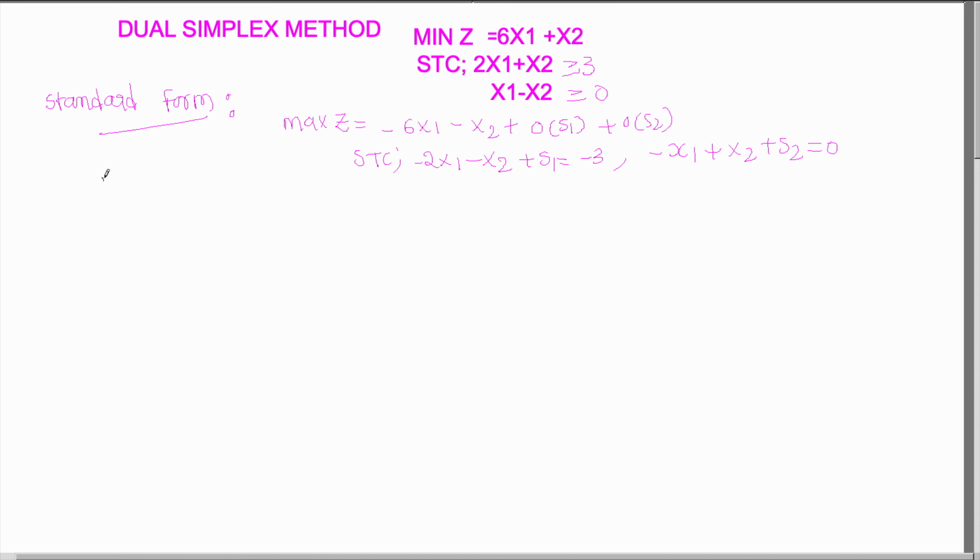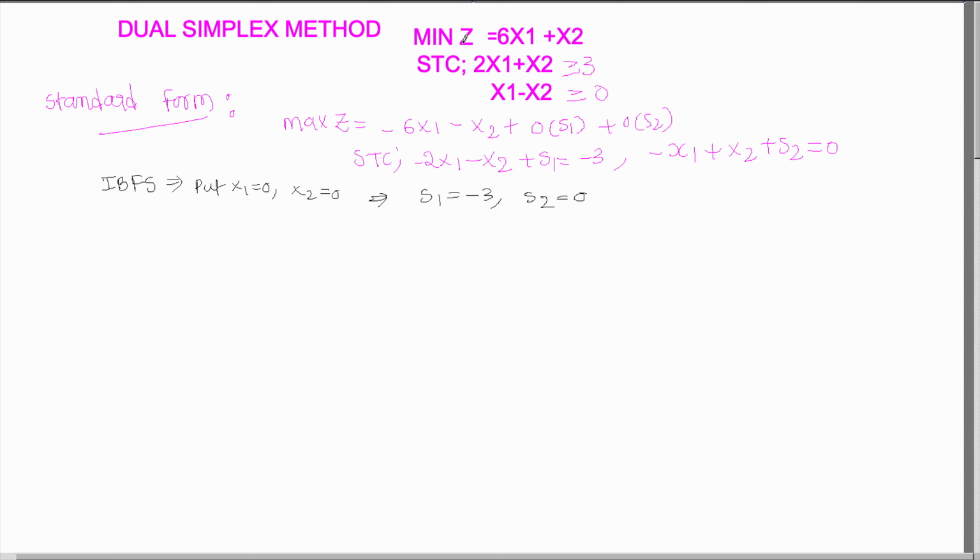First of all, IBF, the initial basic feasible solution. Put x1 is equal to 0, x2 is equal to 0, then we get s1 is equal to minus 3, s2 equal to 0.